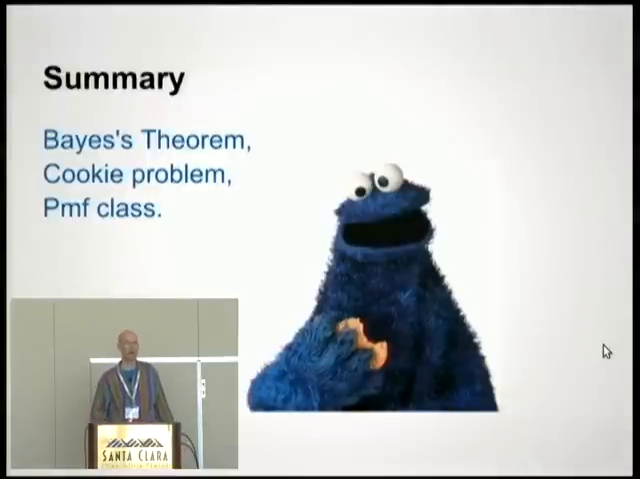Okay, let me pause there for a minute. The summary of where we are so far: we've done Bayes' theorem, we've done the cookie problem, and we've introduced the PMF class. Let's take a breath for just a second. I'll pause for 2 minutes, and I want to come around, see how things are going, and if you don't have a neighbor with a working environment, let's make sure that that's true. So we'll be back in 2 minutes.